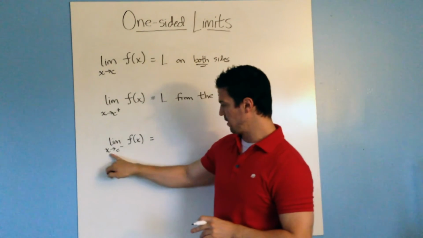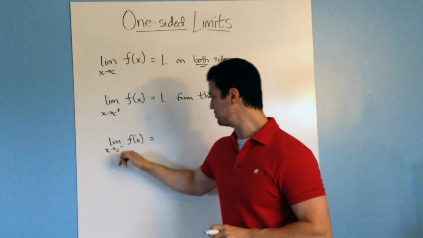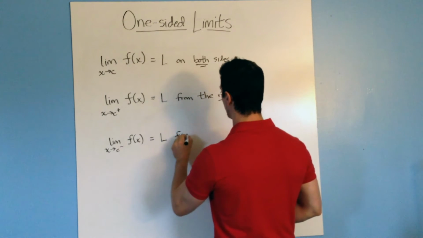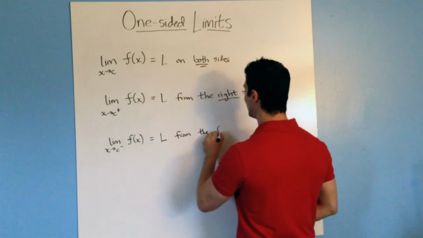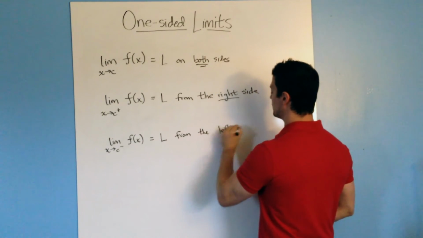And that's when this one is just x goes to c, there's a little negative. It's on the right, not on the left like you're used to. And this just means it's the limit from the left. The left side.